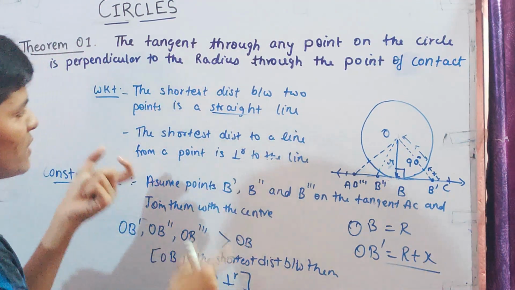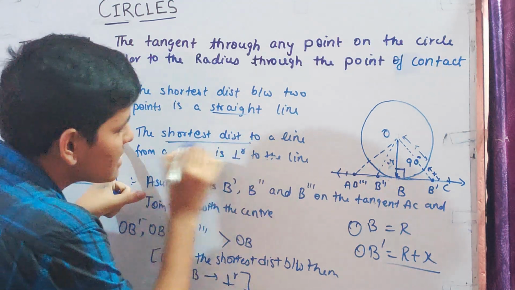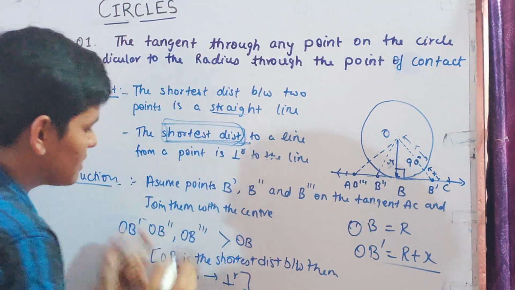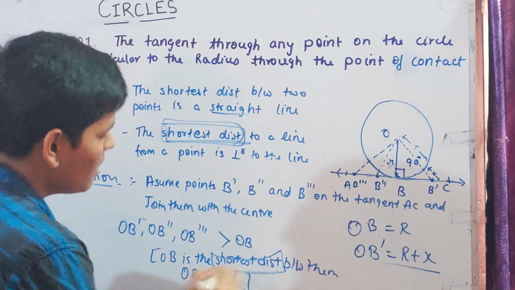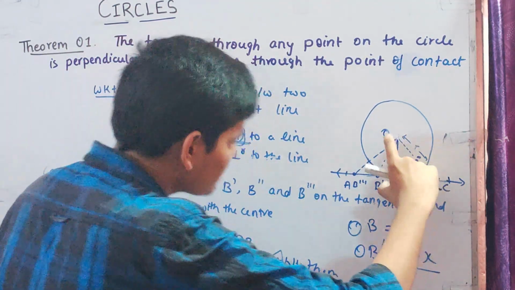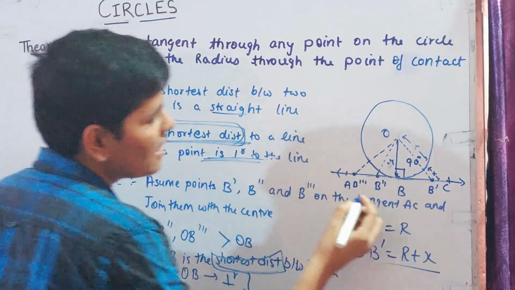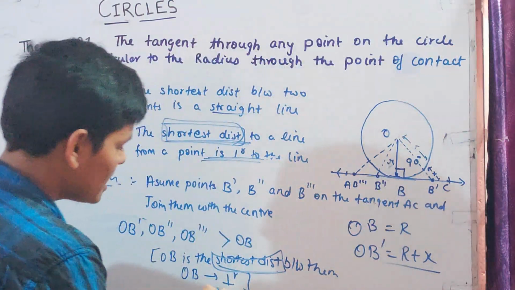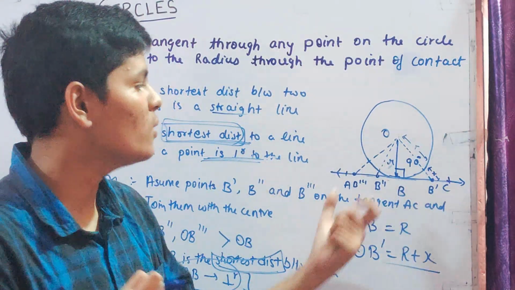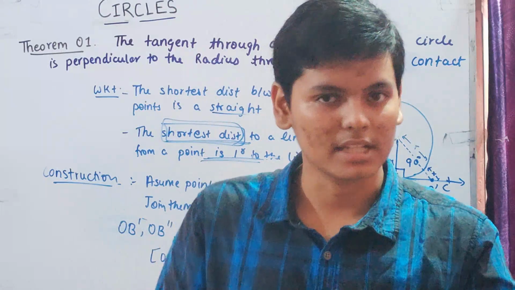Why? Because we use this theorem. OB is the shortest distance, which is perpendicular to the line. So hence we can say that OB is perpendicular to AB. Hence we have proved the theorem.